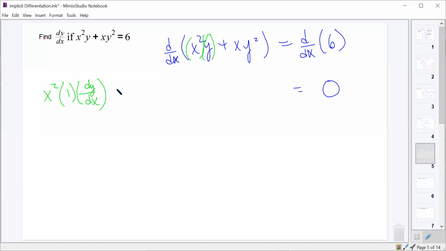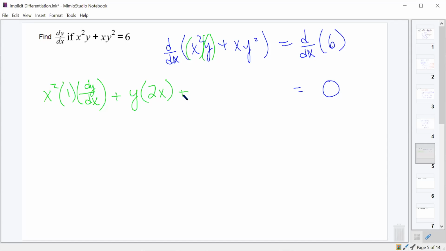And what about the second part of this? We need to do the y times the derivative of x squared. What's the derivative of x squared? 2x. Do I need to attach a dy dx to this at all? No, I don't need to this time because I didn't actually take the derivative of the y part on the second part of the product rule. Okay. Everybody good with that?